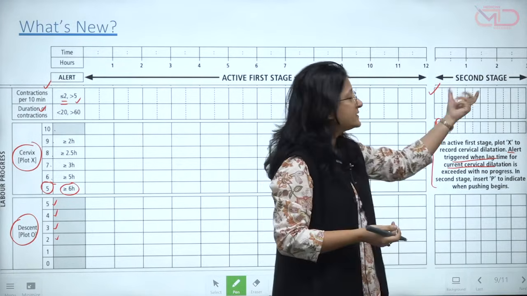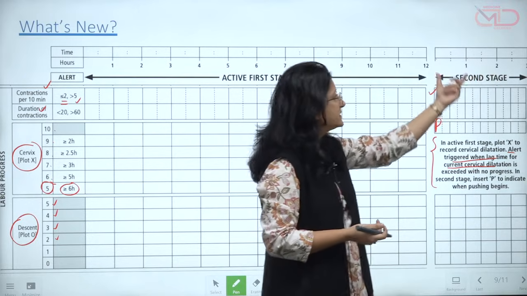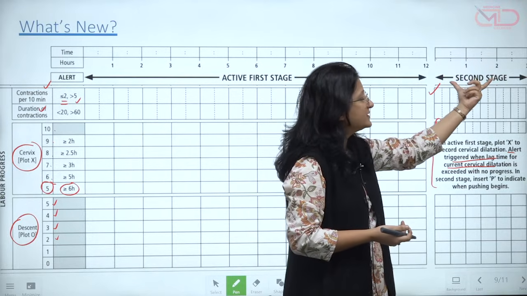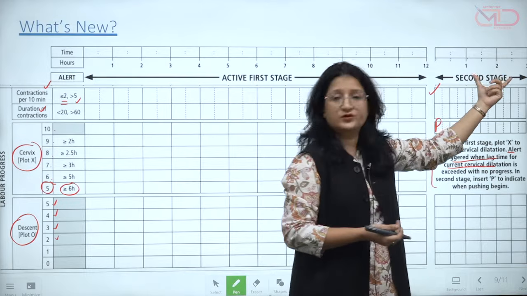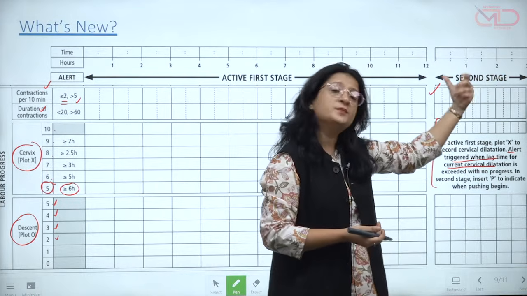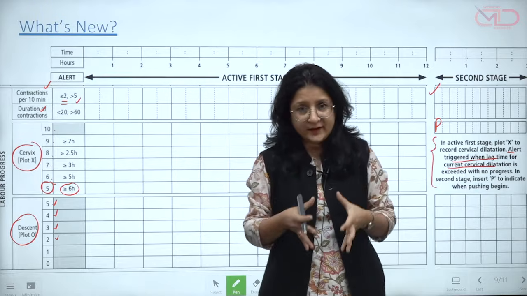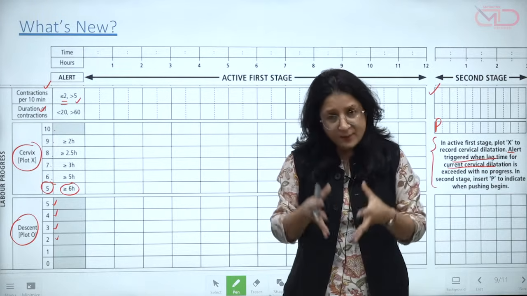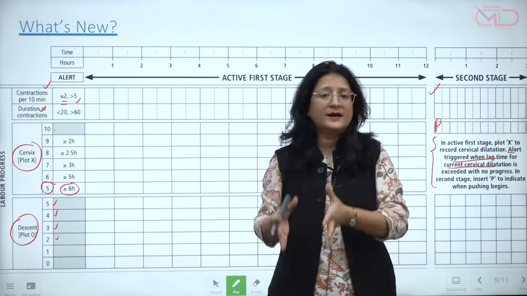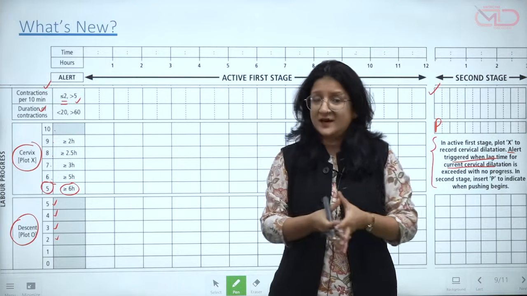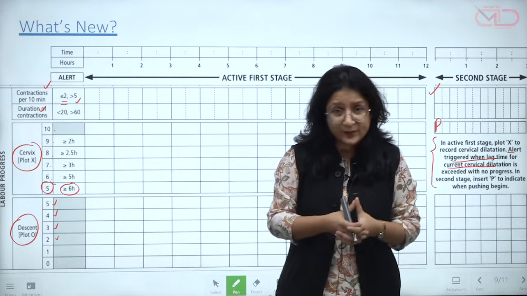And in the second stage for first time births, the duration of the second stage should not exceed 3 hours, and for subsequent births it's 2 hours. So these changes have been incorporated in this next generation partograph. Now these are also in alignment with the new ACOG guidelines regarding the progress of labor as well.